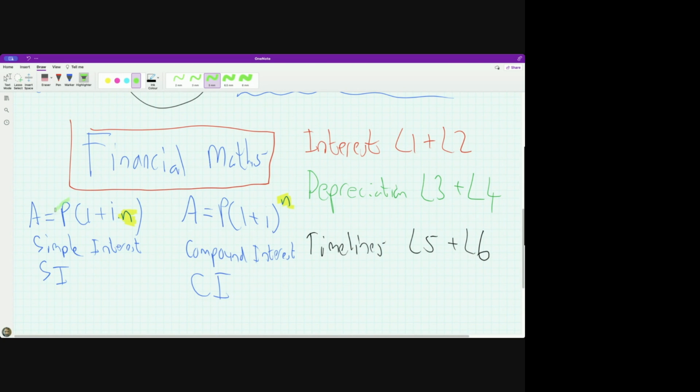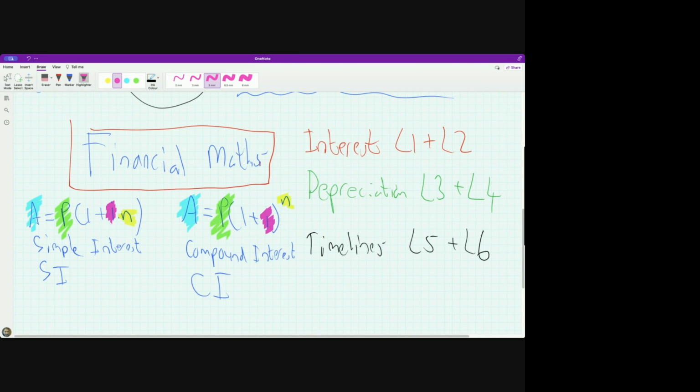Okay, what does the P value here stand for? Pop your answers in the chat. The principal amount, or we could say it's the initial amount. It's the amount we start with. And then A is the final amount. So it's almost like P goes on a journey and it ends up at A. And then the other thing we need to know is this I, and this I over here is the interest rate.